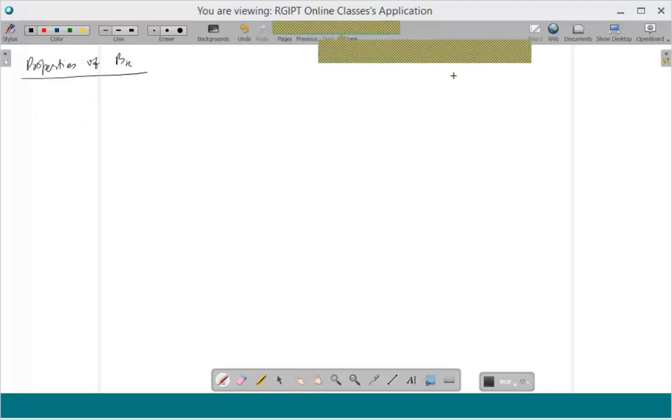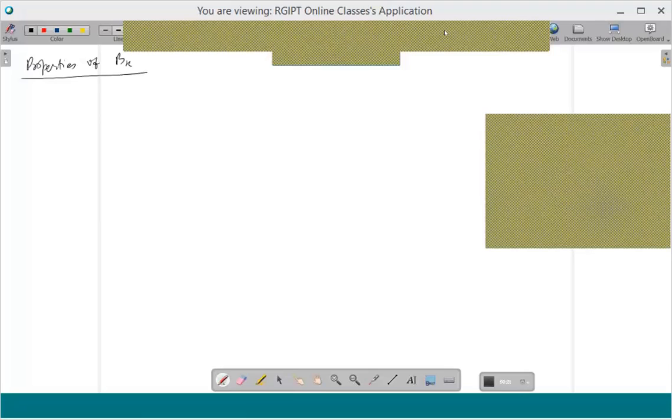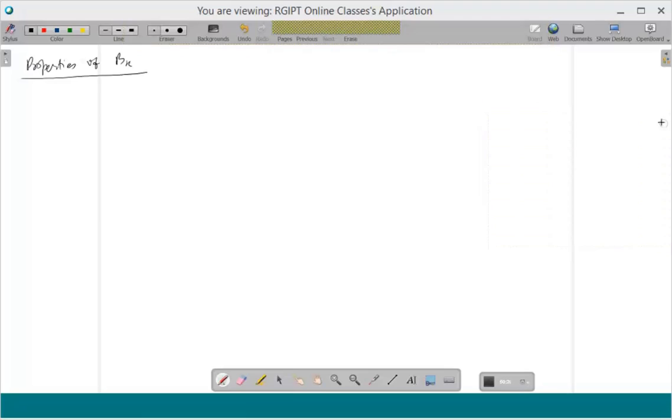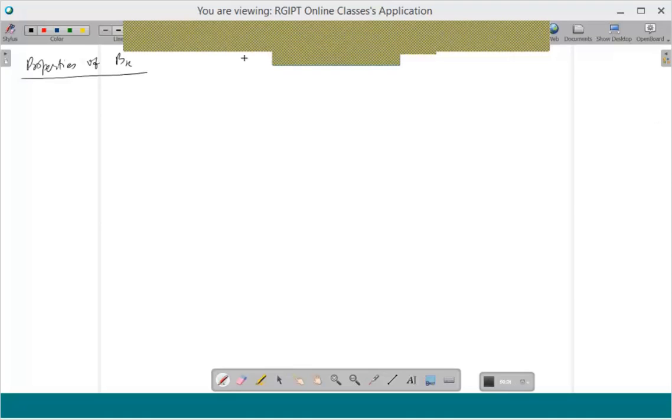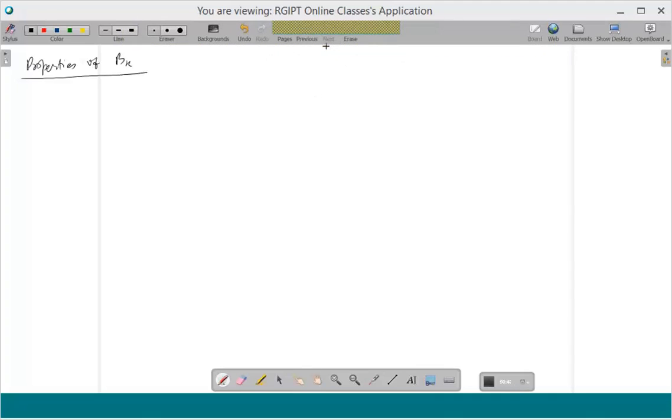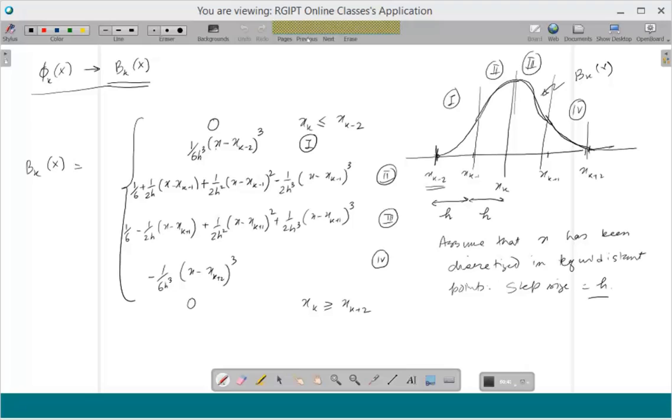Remember my equation. Okay, I have a question. The different bk, meaning Chandrahas, what is your question again? So let me go back. The bkx are different because the xk's will be different, right? Remember, bkx is a function which is centered at xk. That's how it has been labeled.